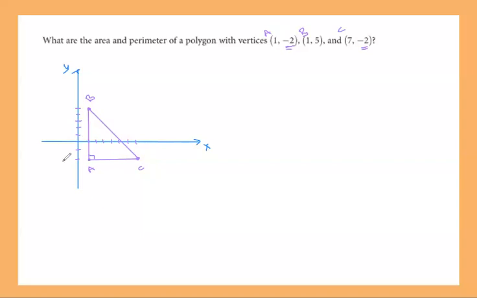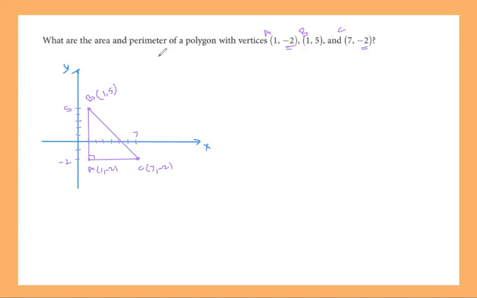So at this point, that is negative 2, then this is 5, and then this is 7. You can write those down if you like to remember. And then this was 1 and negative 2, and 1, 5.